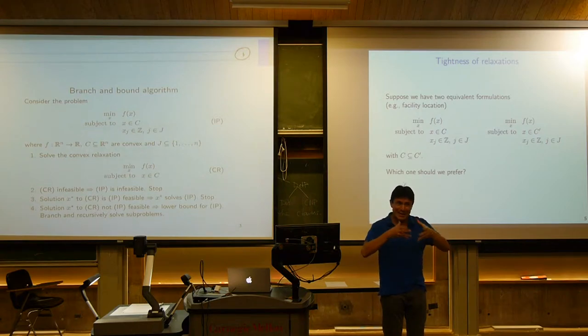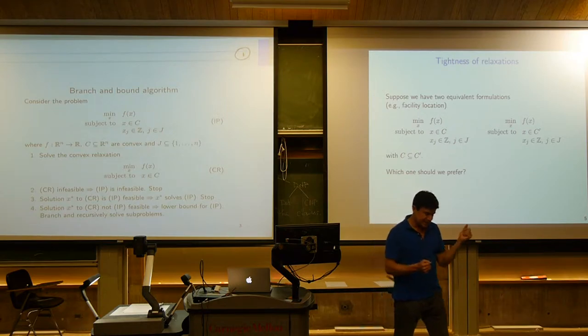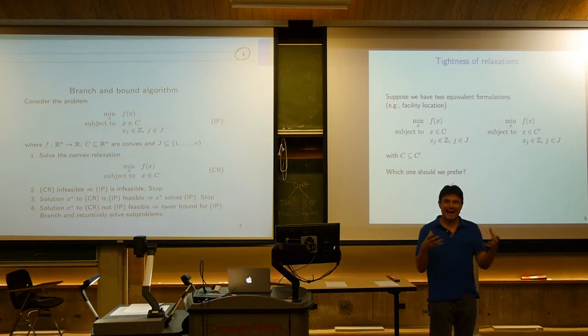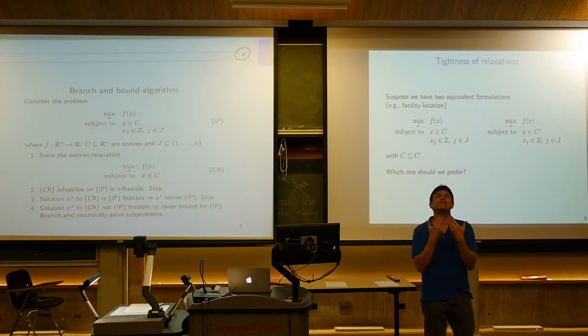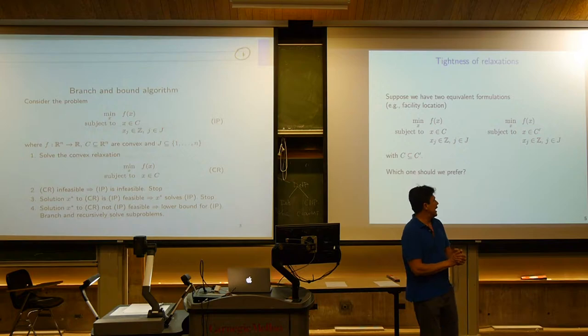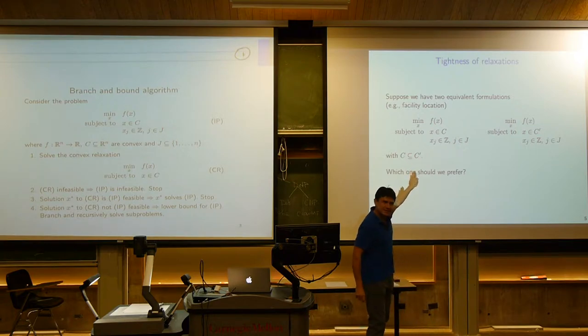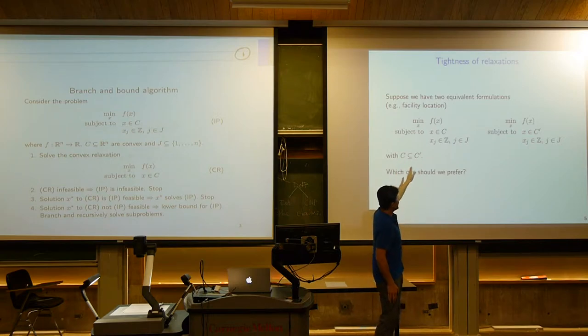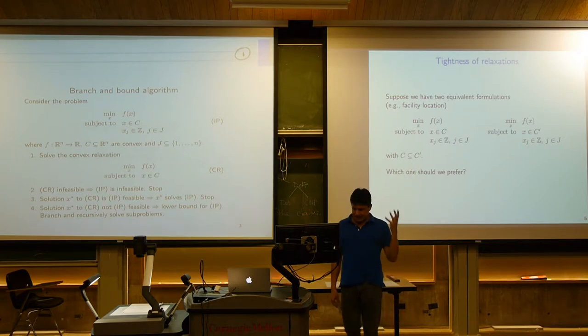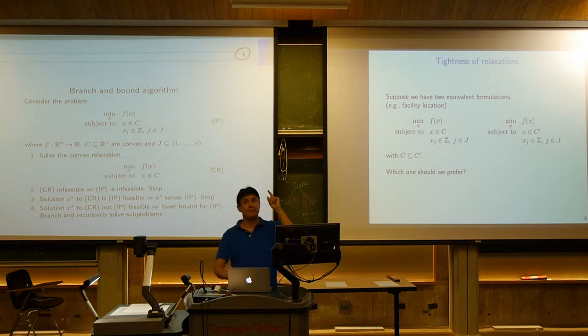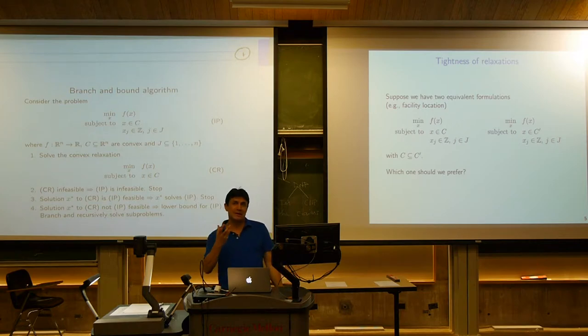Because when you look at the convex relaxation, which is typically much easier to solve than the original integer program, the relaxation is going to be tighter. It's going to give you more information, and better quality bounds. So the answer here is you should generally prefer the more constrained one. In particular, if you revisit that facility location problem, there were two formulations. The first one should be the preferred one.